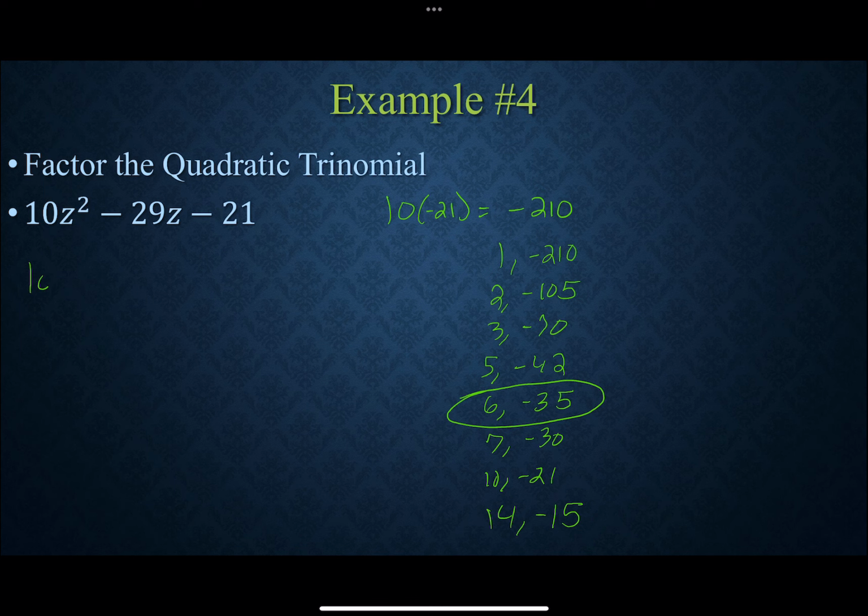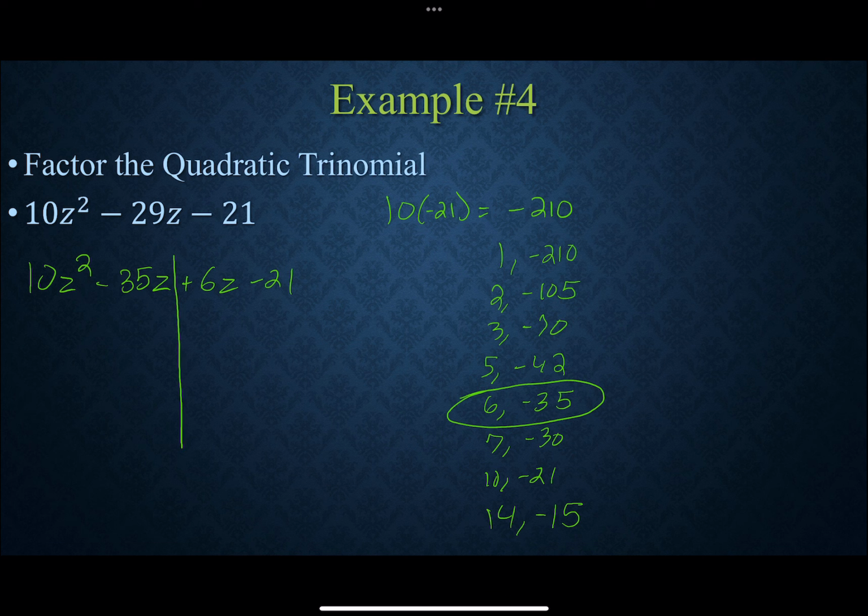Again, when splitting this up, it doesn't really matter which one goes where. I like to put them where the numbers make the most sense. So 35, for example, could go with 10 or 21. 6 could go with 10 or 21, so it's really not going to matter in this case. For 35, maybe it's best to put it with the 10. The 5s go there, so it's 35z, and then plus 6z minus 21.